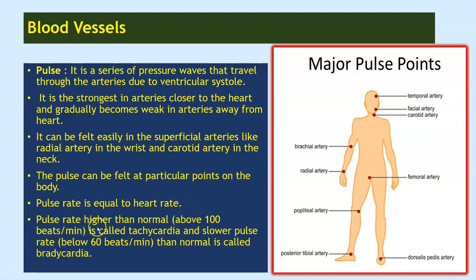A pulse rate higher than normal, that is above 100 beats per minute, is called tachycardia, and a slow pulse rate below 60 beats per minute is called bradycardia. Here in this image you can see the different major pulse points that are present in the human body.